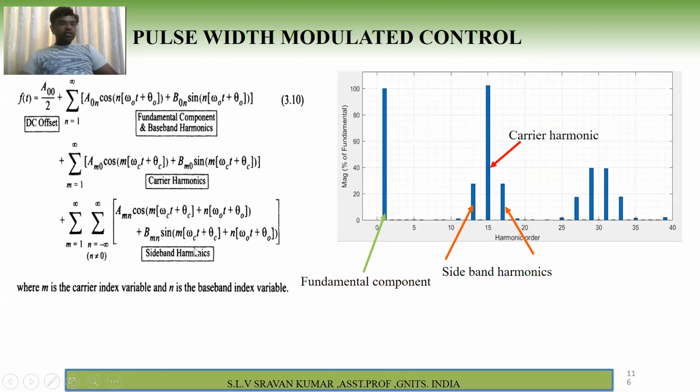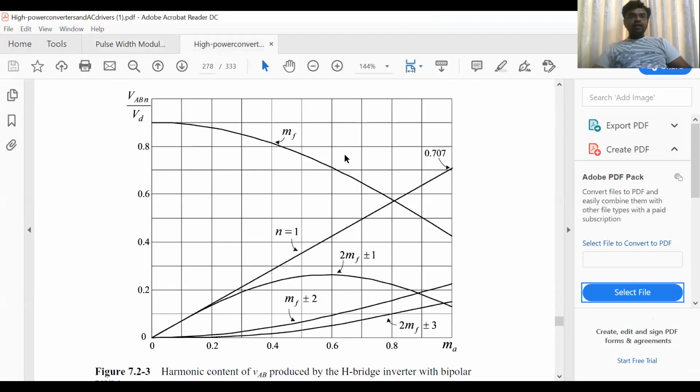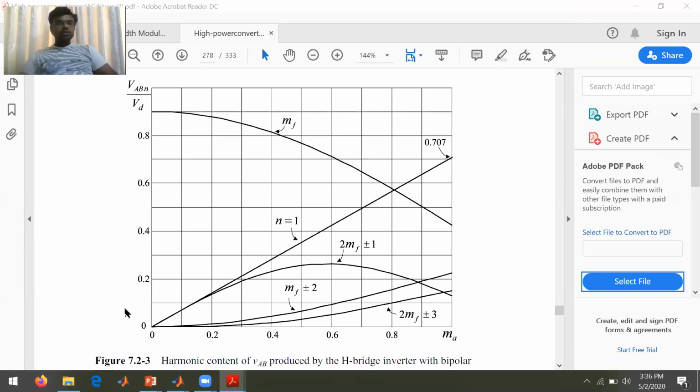So for that, these textbook people have done some analysis, and finally they have given this graph. For a particular MF ratio value and with the modulation index, they have given some constant values. Based on these constant values, whatever the harmonic component, you can find out very easily.